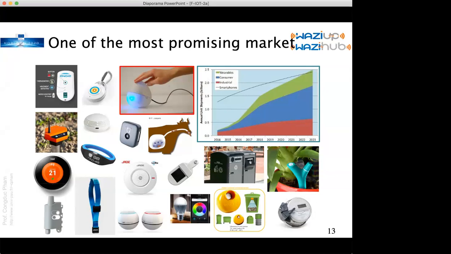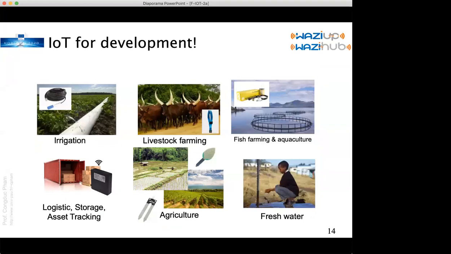A lot of research and effort is also devoted to IoT for development, so building countries or hot areas where the level of technology is still very low and where some Internet of Things devices applied appropriately to these applications can bring a lot of benefits. So irrigation, as I said, livestock farming, fishing, and so on. There's a lot of things in agriculture also.